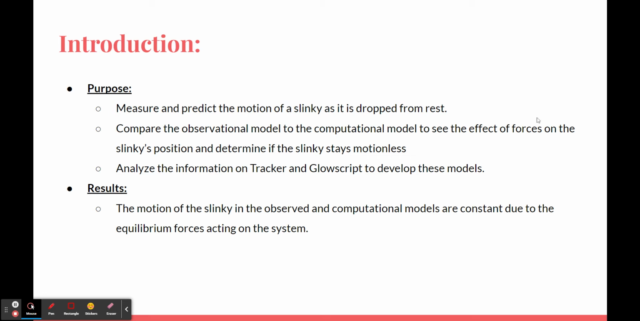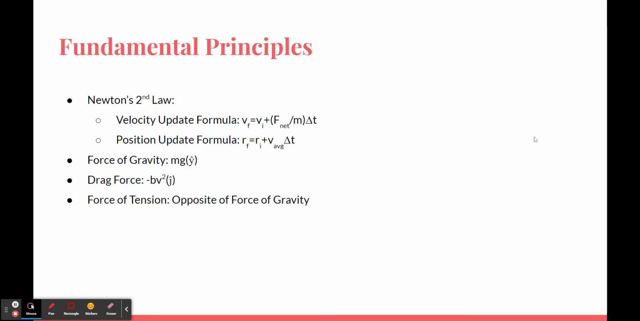A preview of the results is that the motion of the Slinky in the observed and computational models are constant due to equilibrium forces acting on the system. Some fundamental principles are Newton's second law, like the velocity update formula and the position update formula. There's also the force of gravity, which is gravity in the y direction, and then drag force, which is negative bv squared. And then there's the force of tension, which is opposite to the force of gravity. Because the force of gravity is moving downwards, the force of tension is going to be moving upwards.